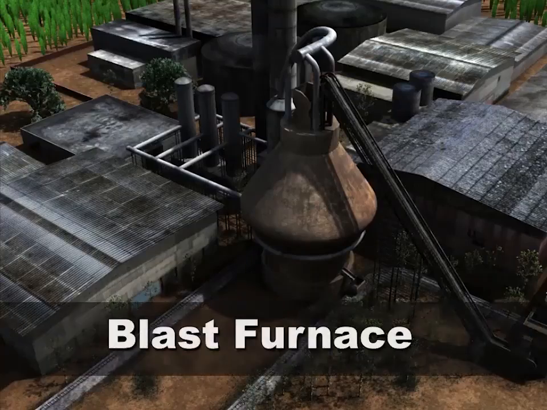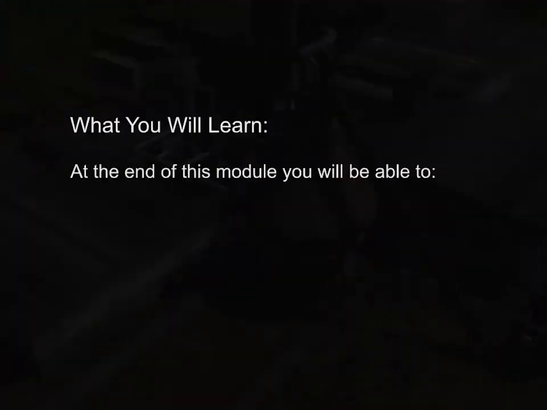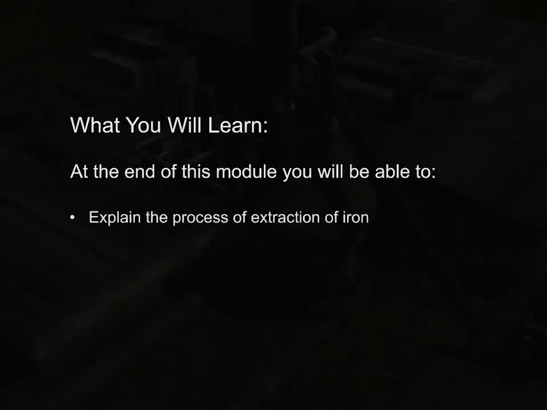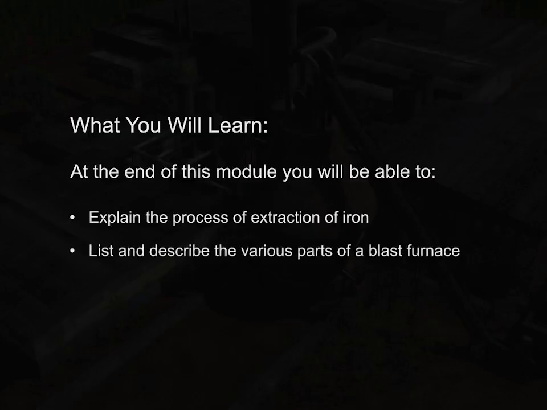Blast furnace. At the end of this module, you will be able to explain the process of extraction of iron, list and describe the various parts of a blast furnace.